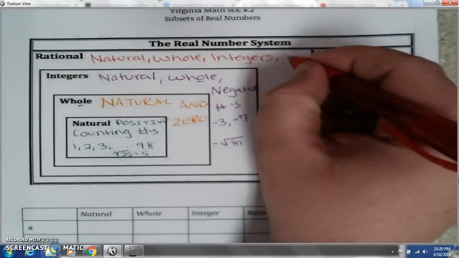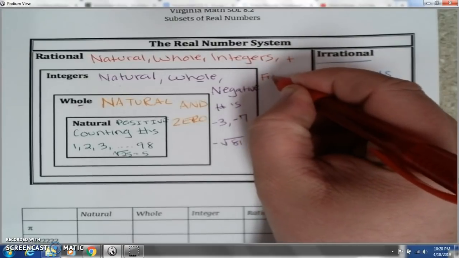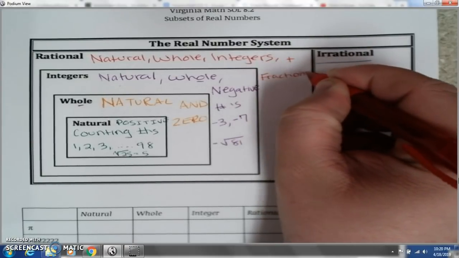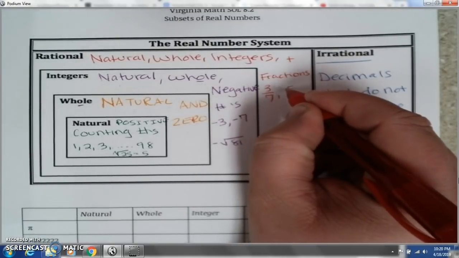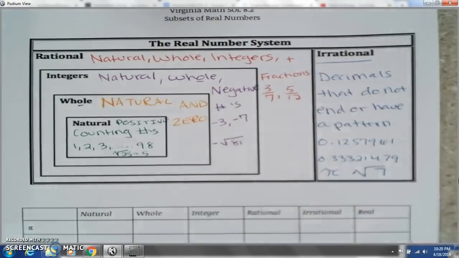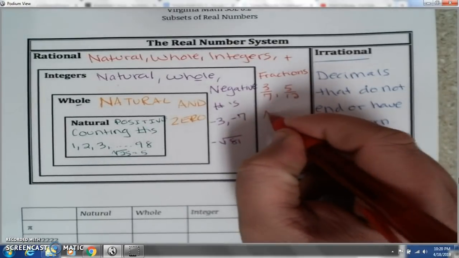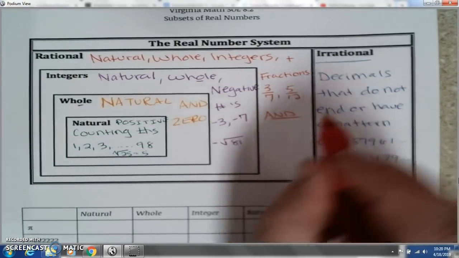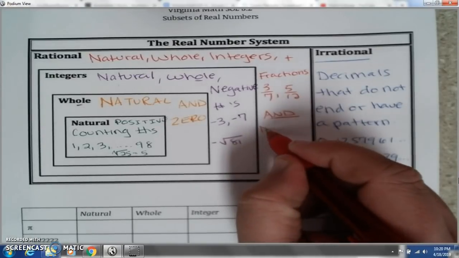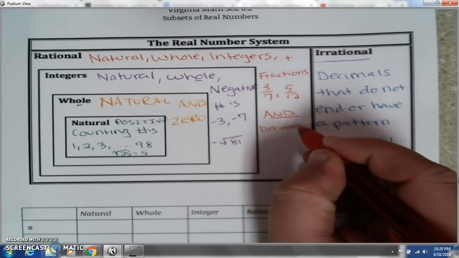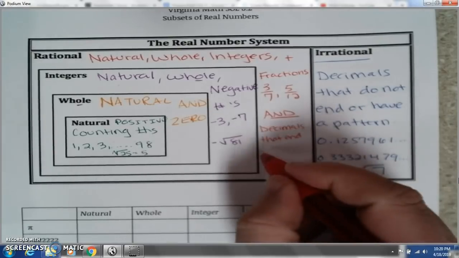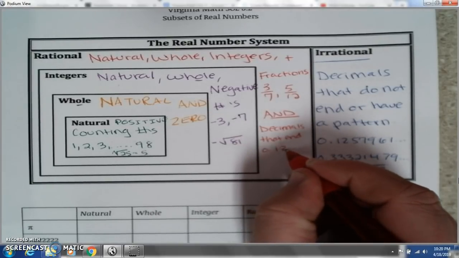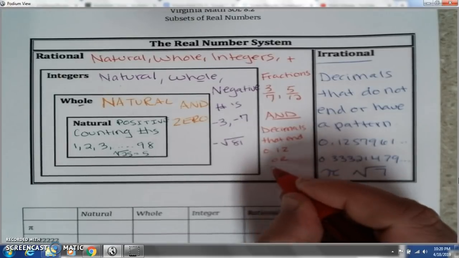But they'll also let in fractions, such as 3/7 or 5/12. So any number that can be a fraction. And here's the most specific: decimals that end, such as 0.12, or have a pattern.